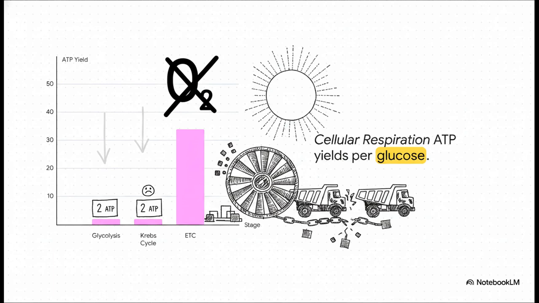The electrons back up, the pumps break down, the proton gradient dies entirely, and that ATP synthase turbine, it completely stops spinning. Without oxygen, we completely miss out on cashing in our dump trucks for a whopping 34 ATP at the end of the chain. Instead, we're stuck with just the measly 4 ATP we made earlier.